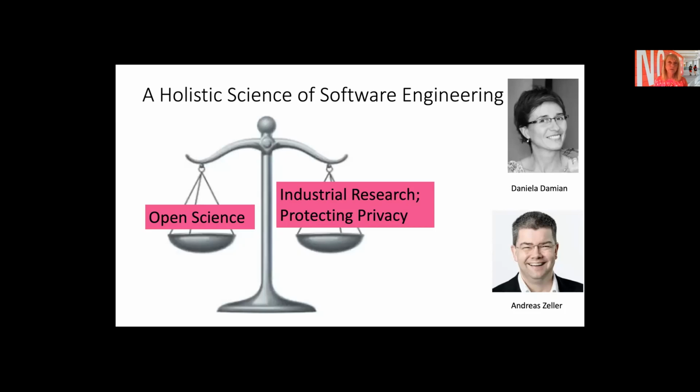But then there has been a movement, as open science has gotten stronger and stronger, of not accepting industrial research papers because the artifacts can't be contributed, and/or some problems with qualitative studies where the data can't be contributed due to protecting privacy. And so in a holistic science of software engineering, we can't just have only open source and only papers where the data can be contributed.